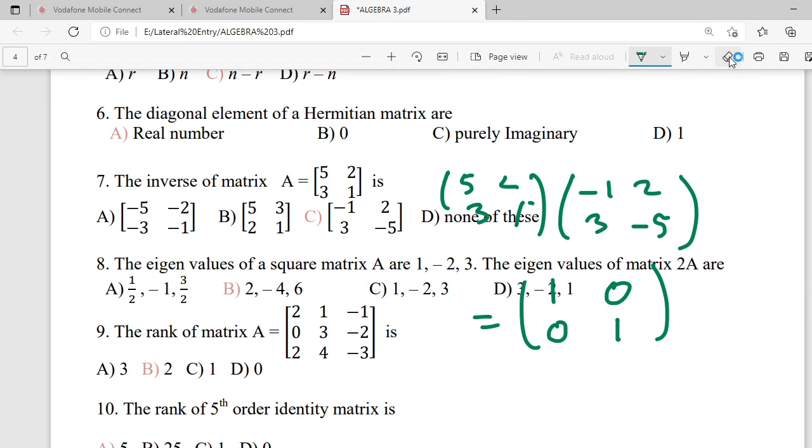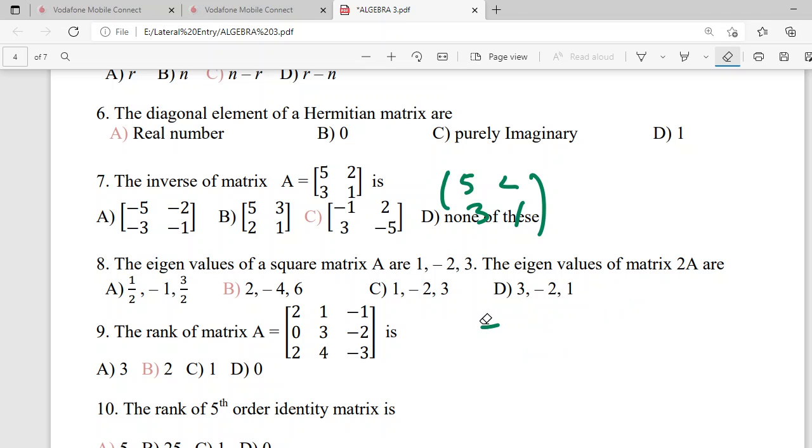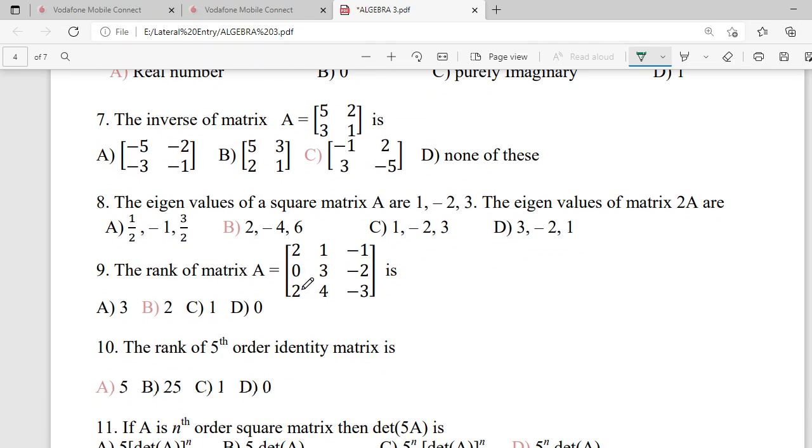So next one is the eigenvalue of a square matrix A. This will come from the property: for 2A, you have to multiply by lambda. Then the rank of a matrix. To find the rank, because it is only of order 3, you just see, if it is singular, then it cannot be rank 3, that is only if it is non-singular. So you just find the determinant of this.